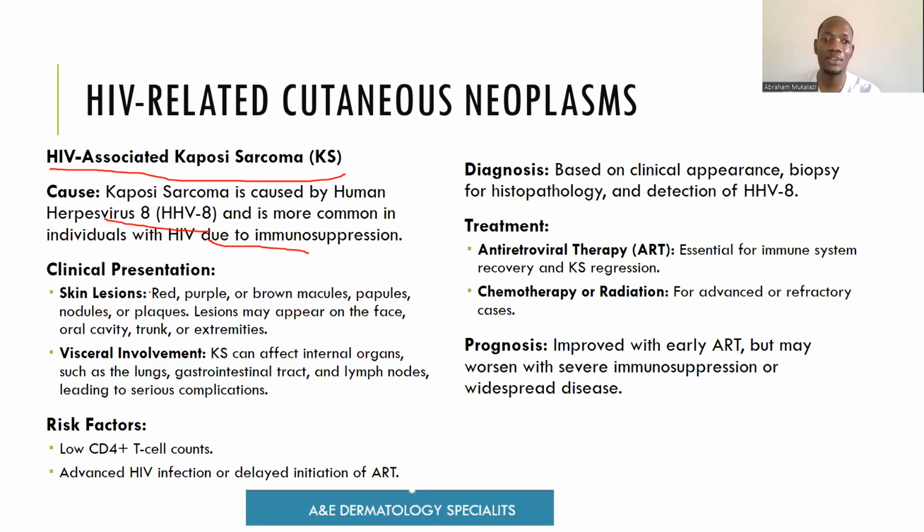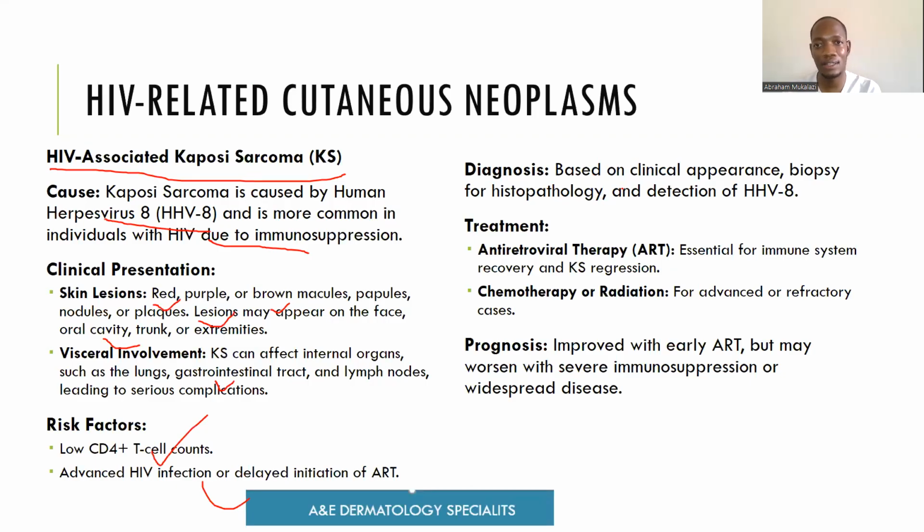So the characteristic lesion, someone will have red, purple to brown macules, later on plaques, then nodules, later on tumors, which can affect the face, the oral cavity, the extremities, the trunk, and sometimes you can also end up with visceral involvement. Risk factors: if your CD4 falls, in case you have advanced HIV, and if you delay to start ART in HIV, you have a risk of getting this Kaposi sarcoma.